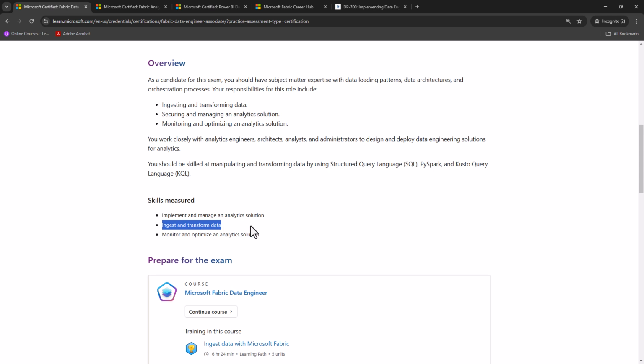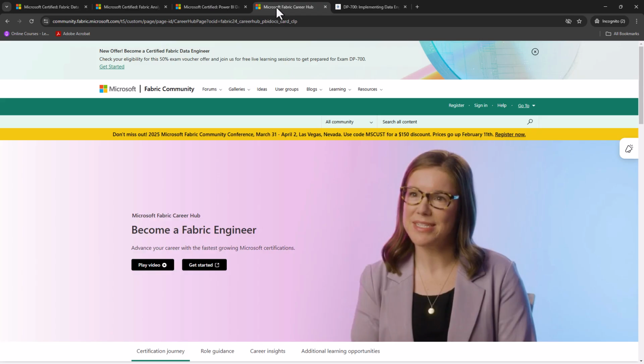Ingest and transform data. So about half of that is also in the DP600 when it comes to SQL and KQL. But it also requires PySpark. And then finally, monitor and optimize an analytic solution. Now, what you don't need in the DP700 is any skill with Power BI. This is 100% Fabric.